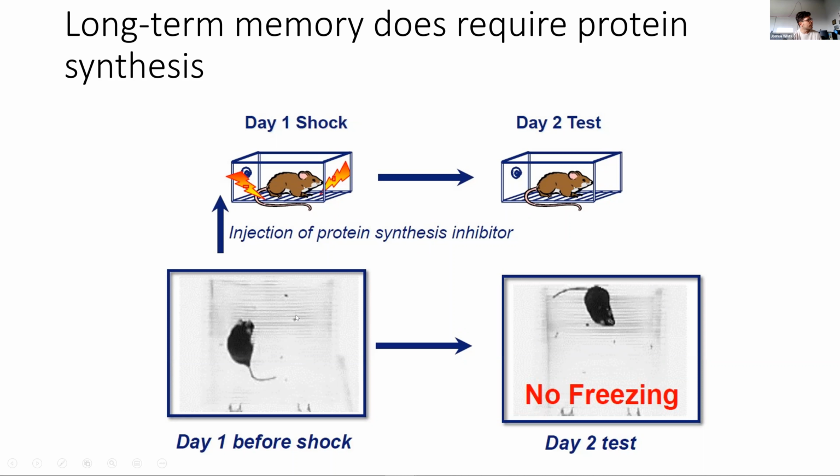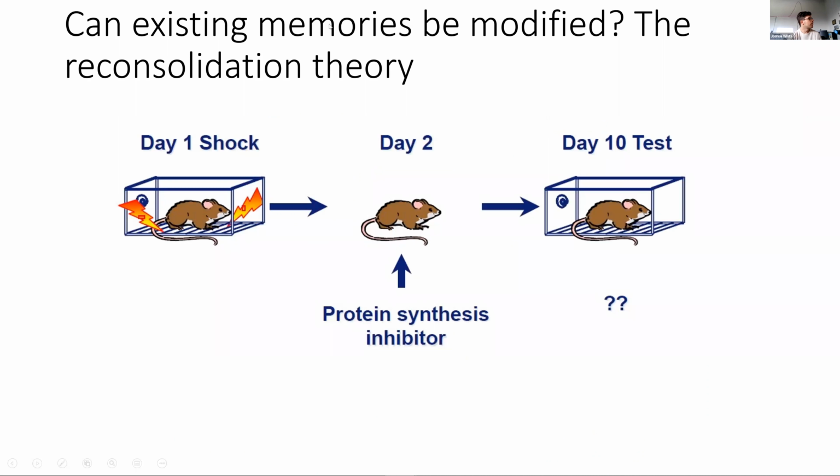So if you put the animal in this context, inject a protein synthesis inhibitor, give them a foot shock, and test them the next day, you won't see them freezing, and you won't see an example of the memory. Okay, so the question is, can existing memories also be modified in this sort of way? What I've been talking with you a lot about today is updating memories.